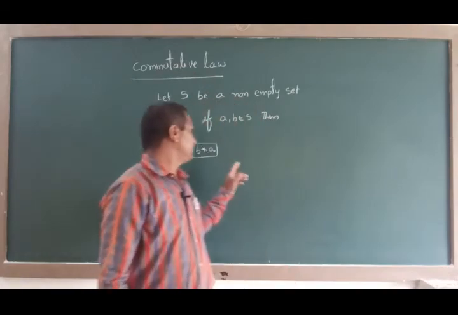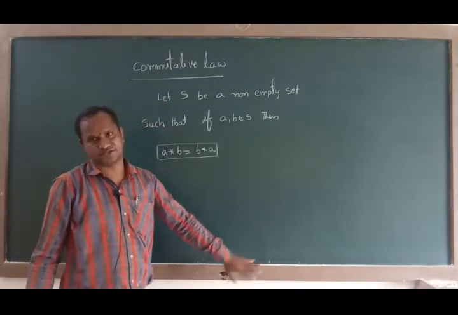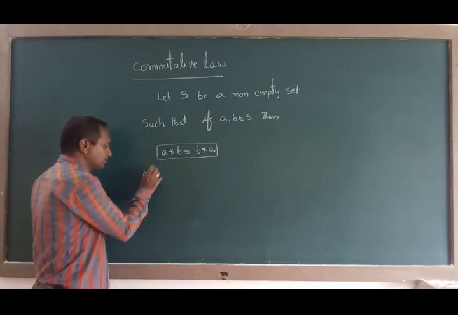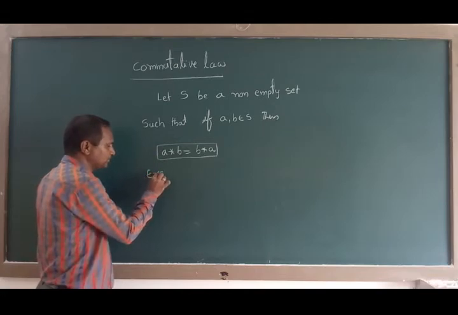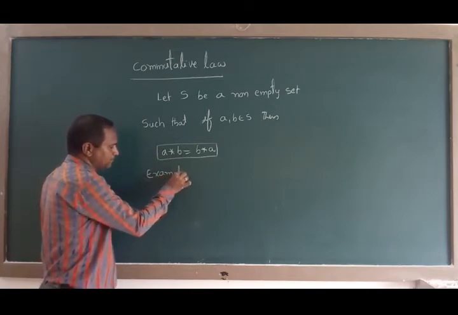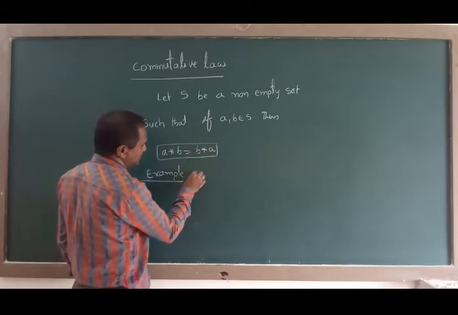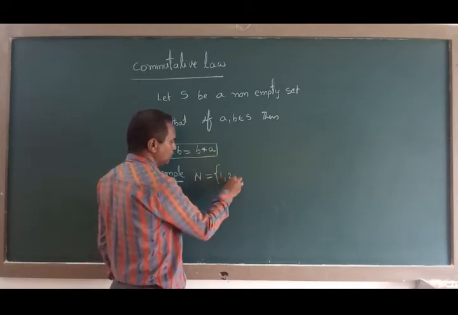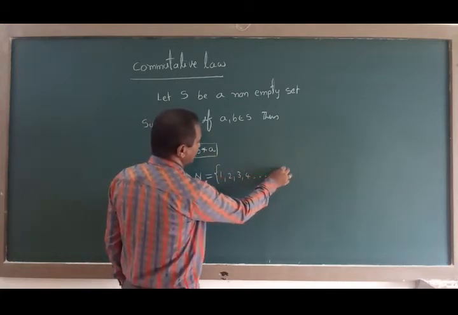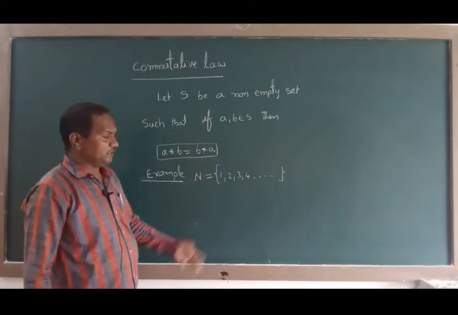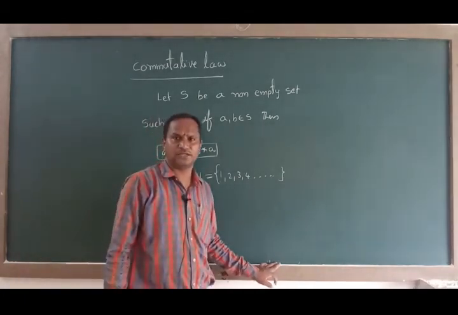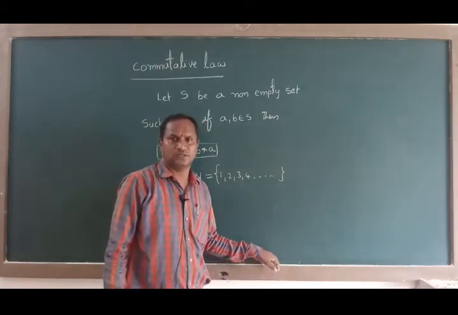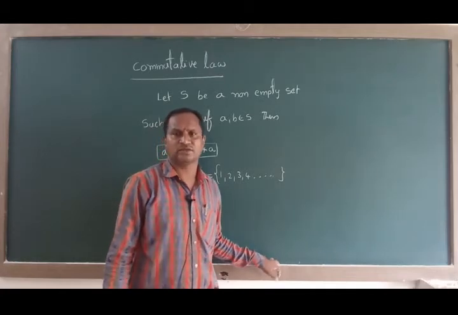A star B is equal to B star A means take any numbers. For example, take the set of all natural numbers, N is equal to 1, 2, 3, 4, and so on. Take it with respect to addition and with respect to multiplication. In these two cases, this set is always commutative.